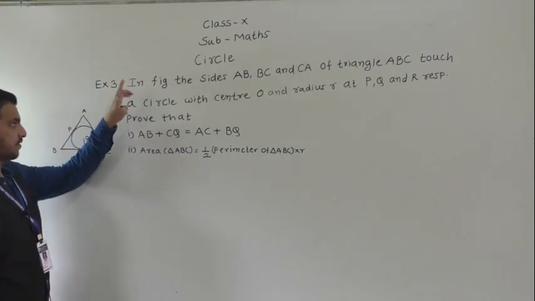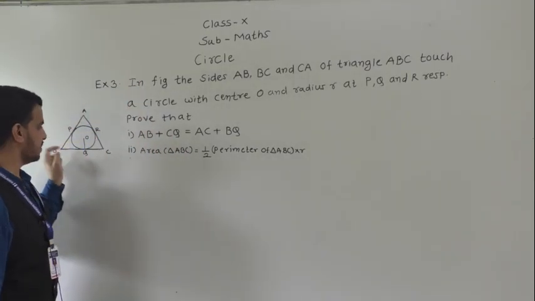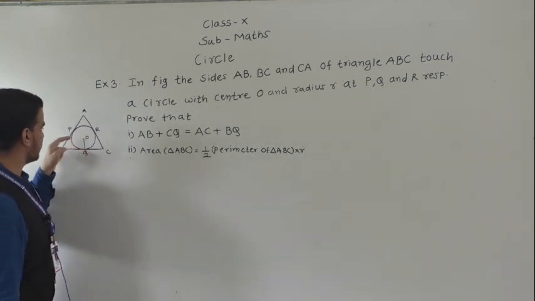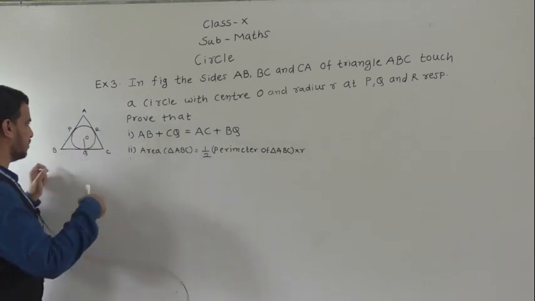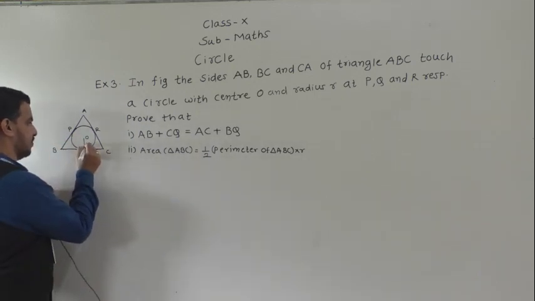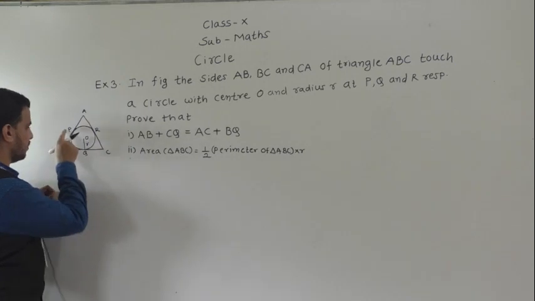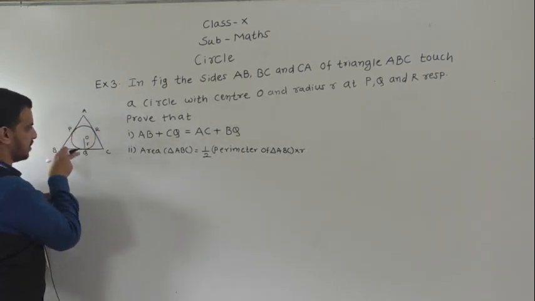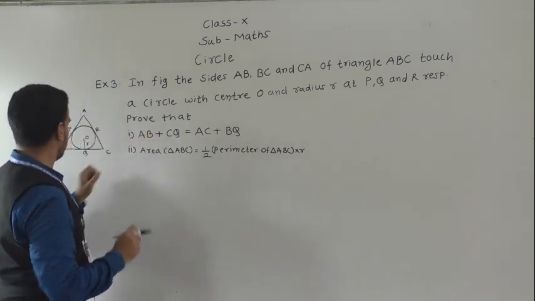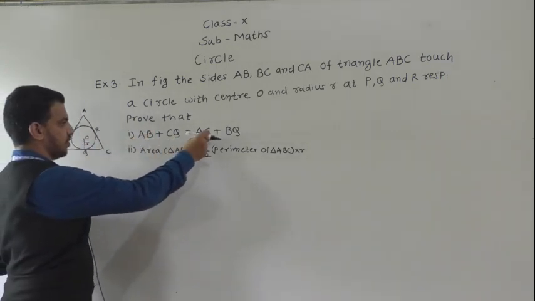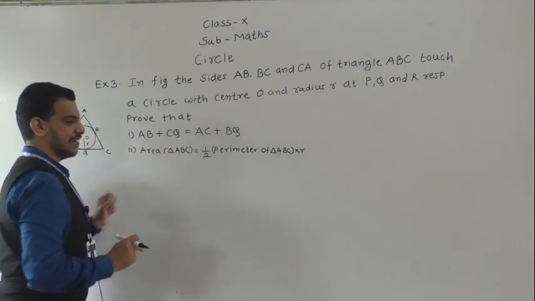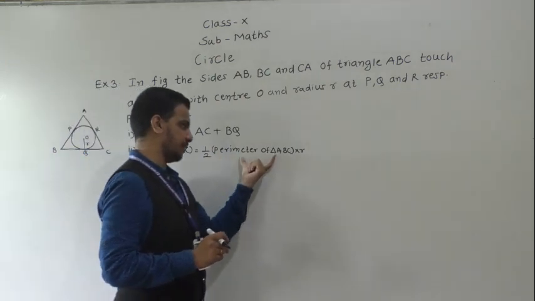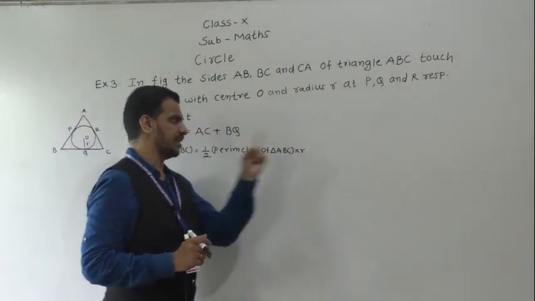The next example is: in the figure, the sides AB, BC and CA of triangle ABC touch a circle with center O and radius R at P, Q and R respectively. We have to prove that AB plus CQ is equal to AC plus BQ. And second, area of triangle ABC is equal to half into perimeter of triangle ABC into R, the radius.